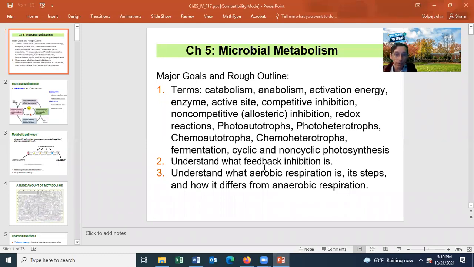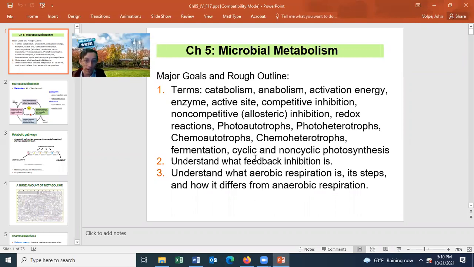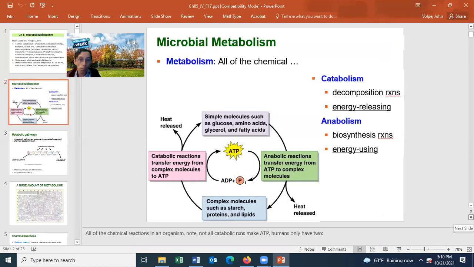Besides knowing the terms, know what feedback inhibition is, and then know what aerobic respiration is, its steps, and how it differs from anaerobic respiration. We will talk a large amount of this lesson about aerobic respiration, and then we will briefly compare it to anaerobic respiration. Any question about what we're doing? If not, let's begin.